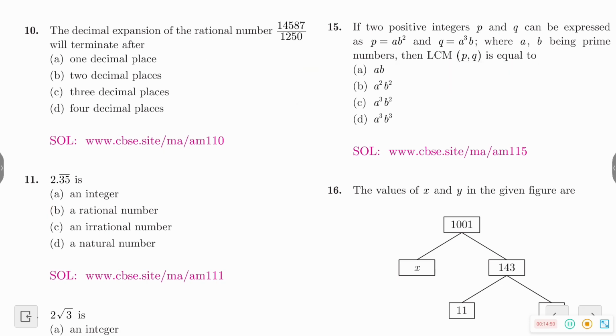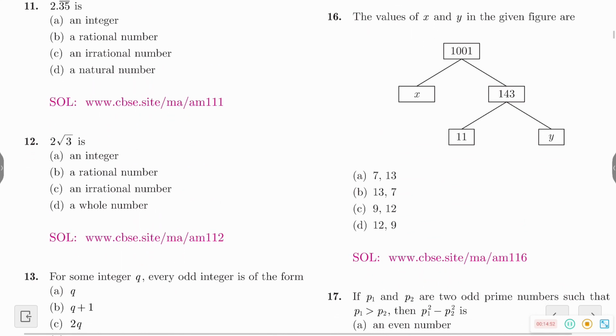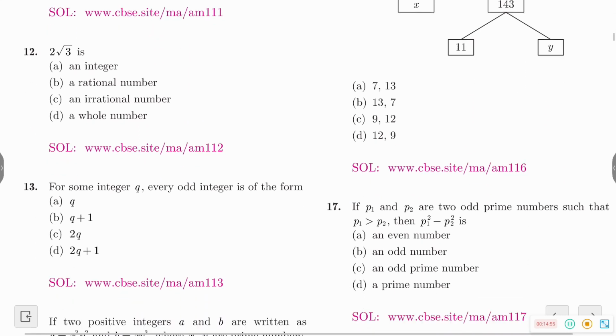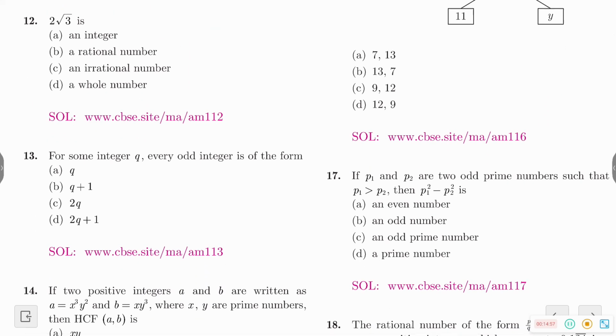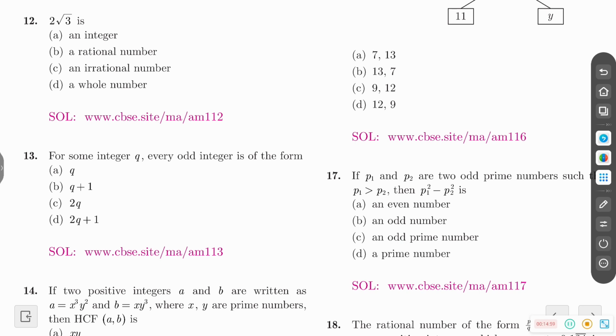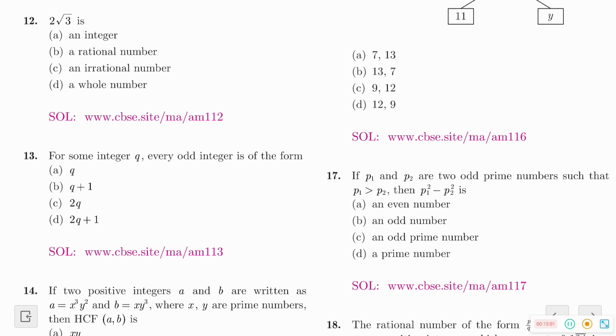Now next we have to decide 2 root 3. 2 root 3 is what? These all are very simple questions. Already you learned about these questions in class 9th. 2 root 3 is an irrational number. Clearly 2 root 3 is an irrational number because it is a non-terminating, non-recurring decimal. When you convert it into decimal form, it is an irrational number.